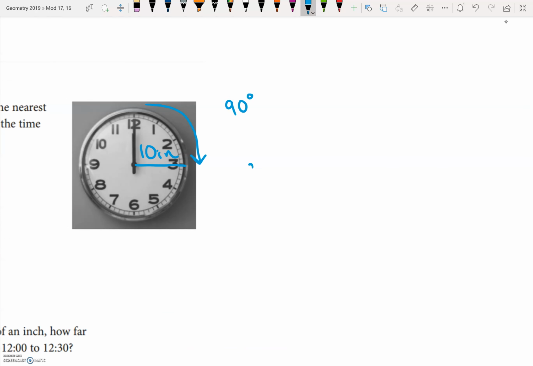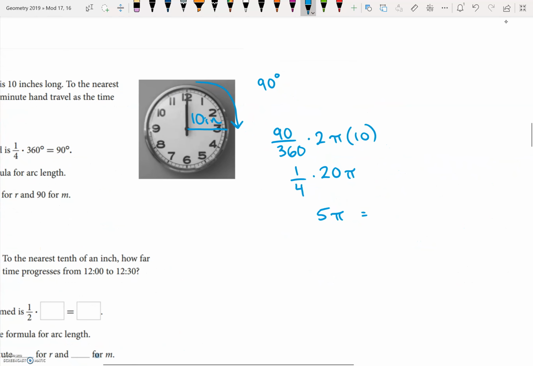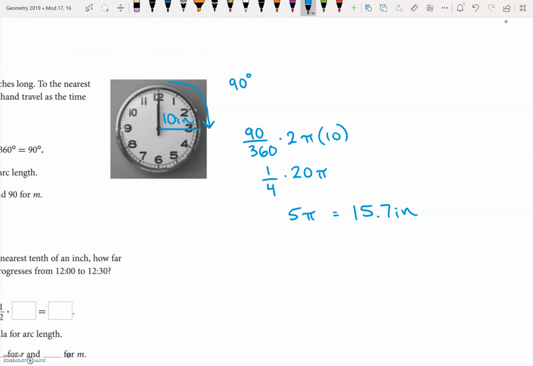And we're going to do 90 over 360 times 2 pi times our radius, which is 10. 360 divided by 90 is 4, so 90 over 360 is 1/4. So we have 1/4 times 20 times pi. This is going to be 5 pi. 5 times pi is approximately 15.7 inches.